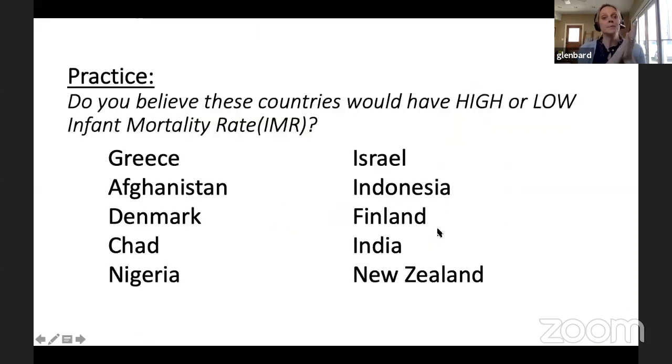Okay, so let's see how we do. Take a look at the countries that I have listed up here. Do you believe that these countries would have a high or low infant mortality rate?